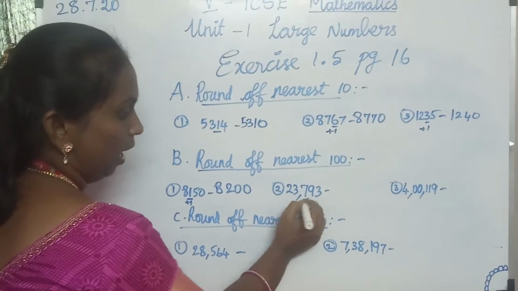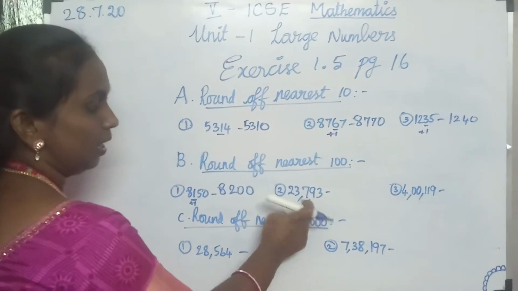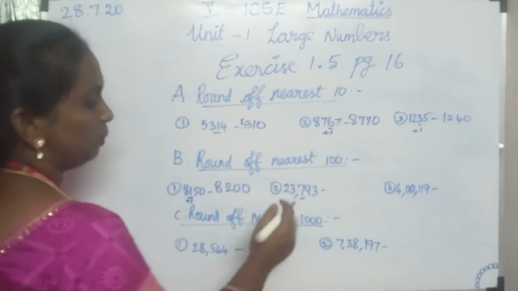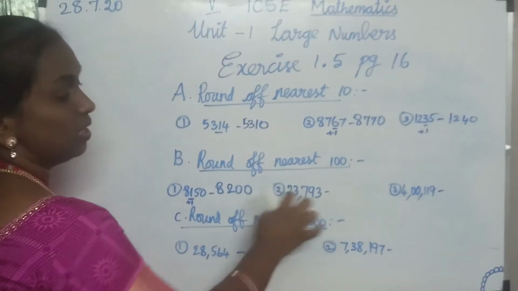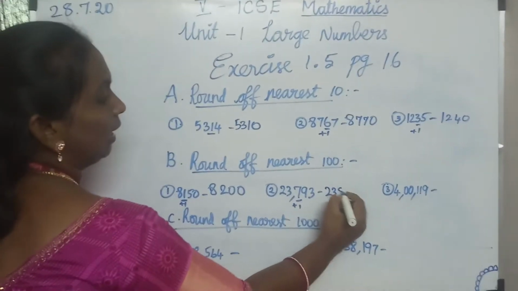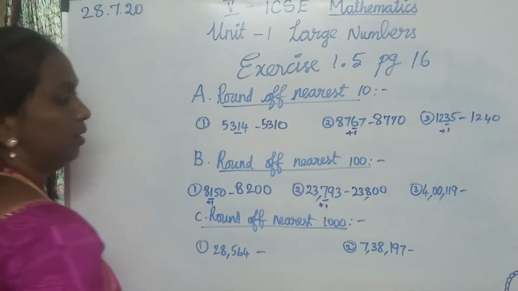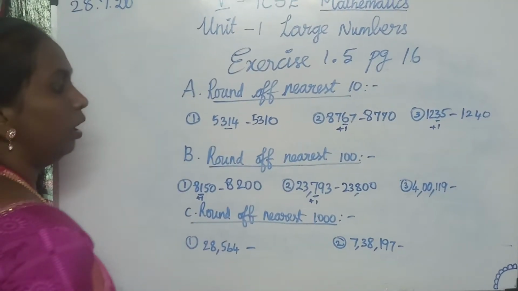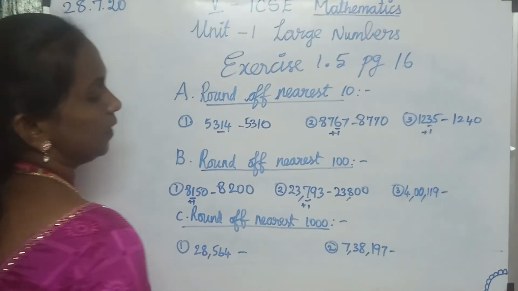So underline the hundreds place, see the tens place. We have to add 1 with this since it is a 9. So 23,800. So it is rounded off to the nearest 100. Next, third question.